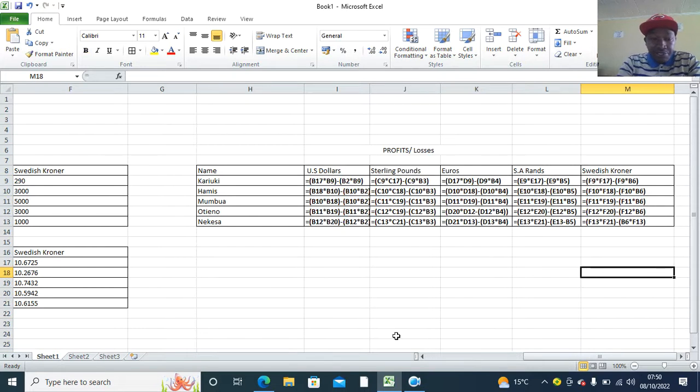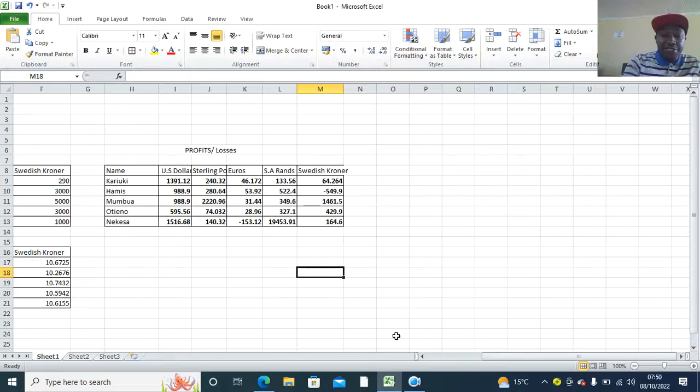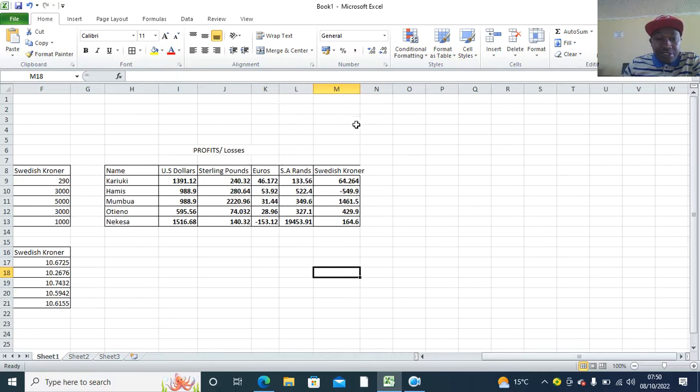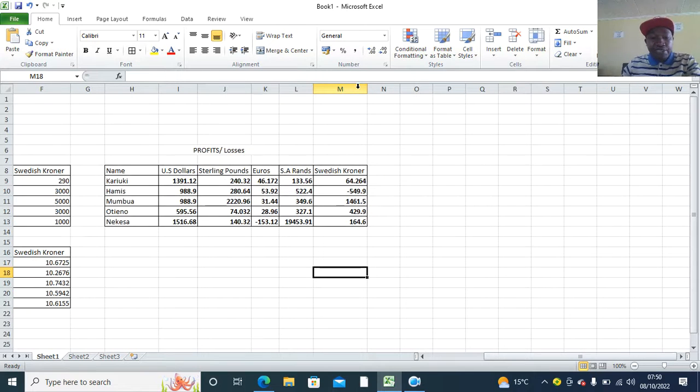You can pause the video and take a screenshot so that you can be in a position to see the formula. So Ctrl read, then I can be in a position to see my profits and losses made by these guys on the sale of currencies.